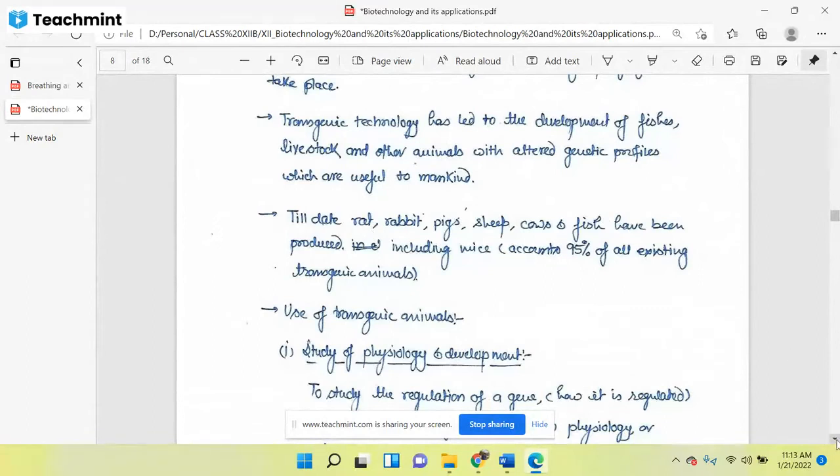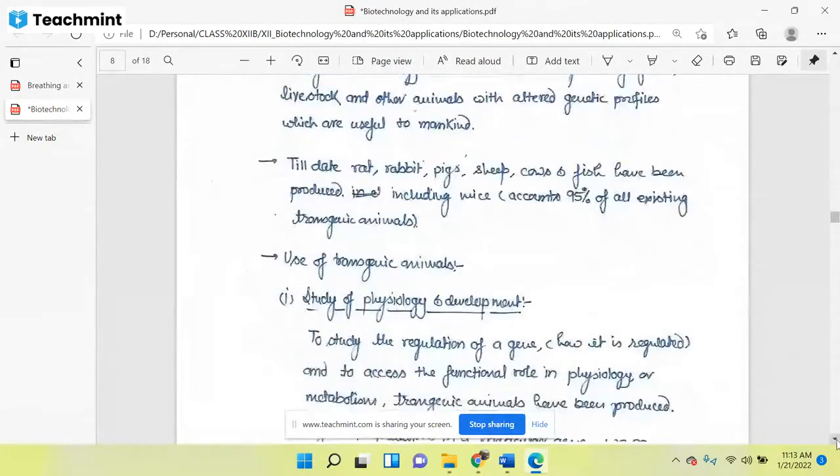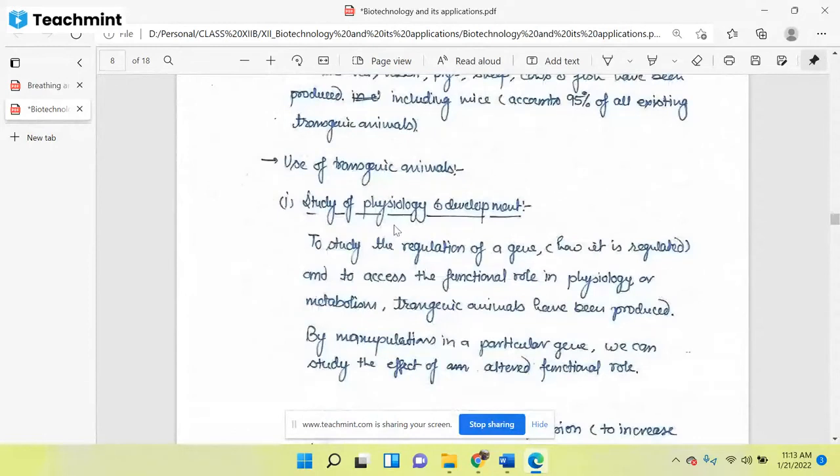Now we'll see what is the use of all these transgenic animals to study physiology and development. If we want to see the effect of a particular gene, what will we do? We will put that gene in mice. We will put that gene in monkey. We will put that gene in different species, and we will see the particular role of that gene. Either we can overexpress that gene, or we can delete the gene.